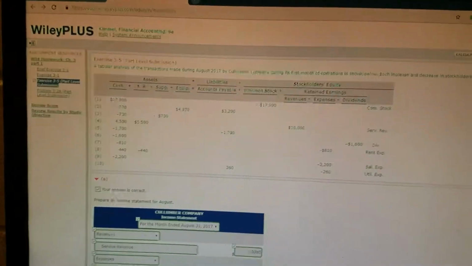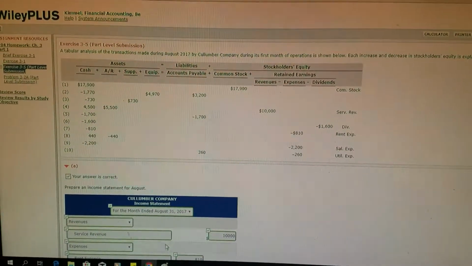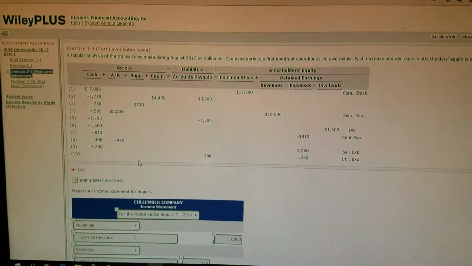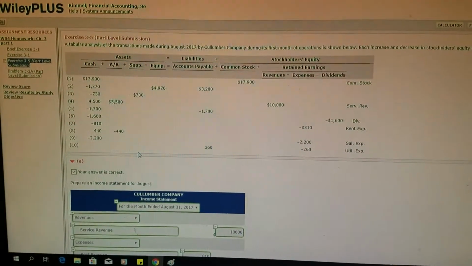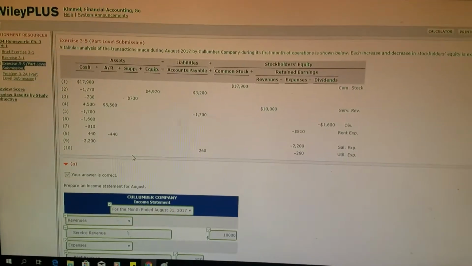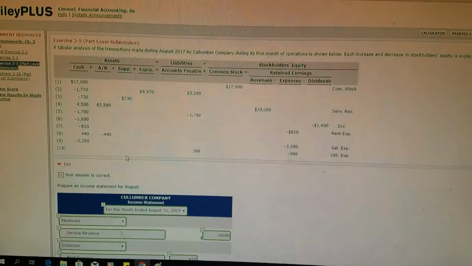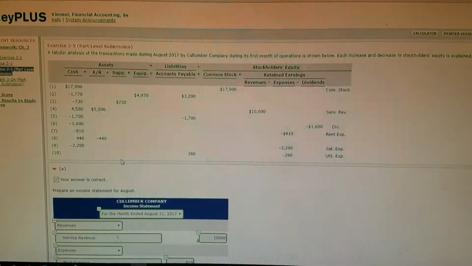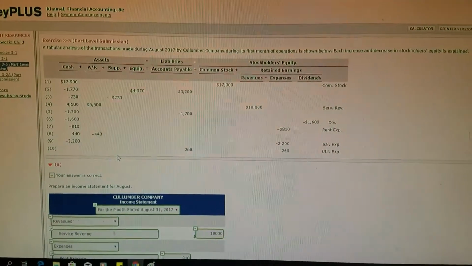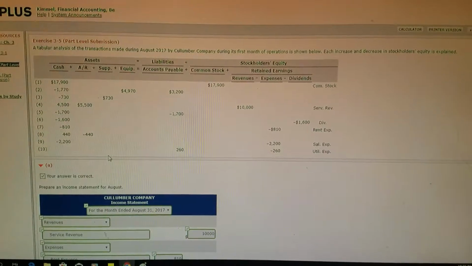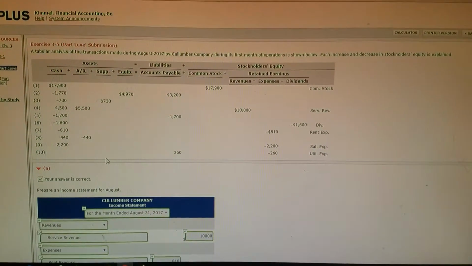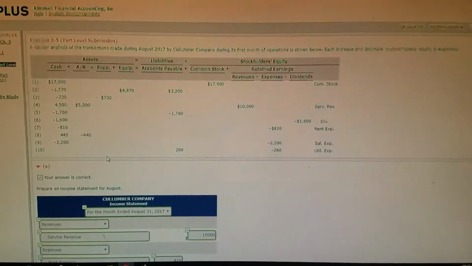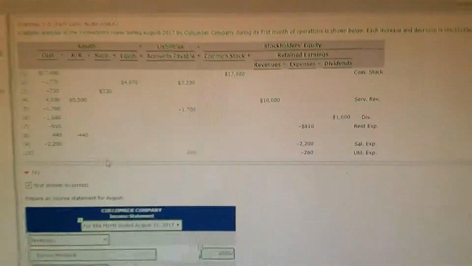Here in the Wally Plus system we are tested on how to record financial transactions, and we have a tabular analysis of the transactions made during August 2017 by Columber Company during its first month of corporation. So here we are given a lot of information.